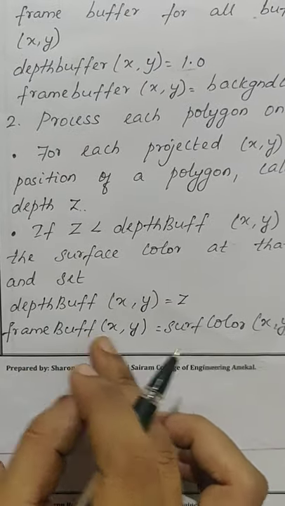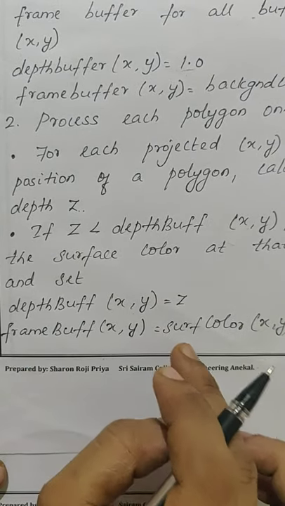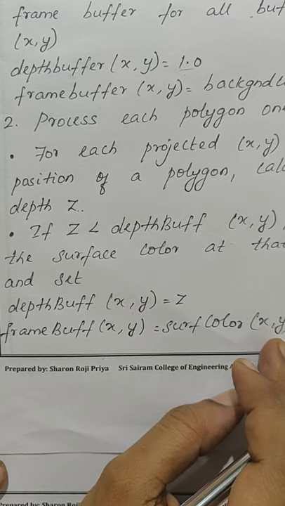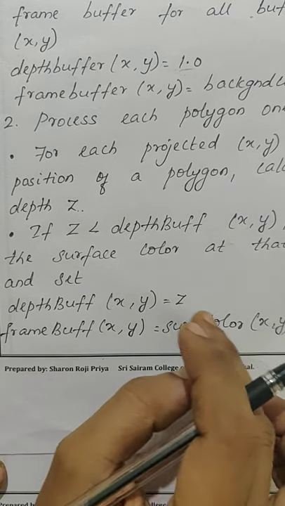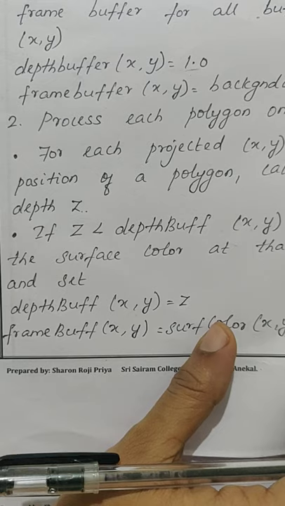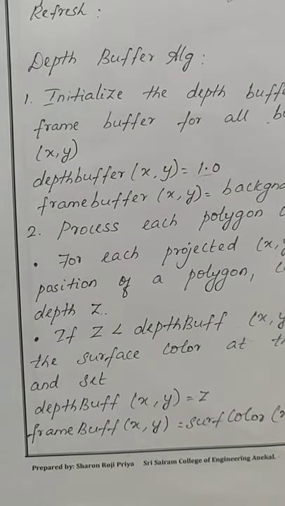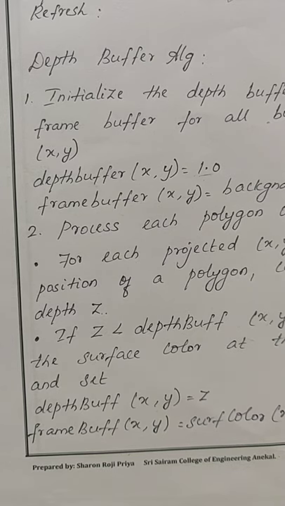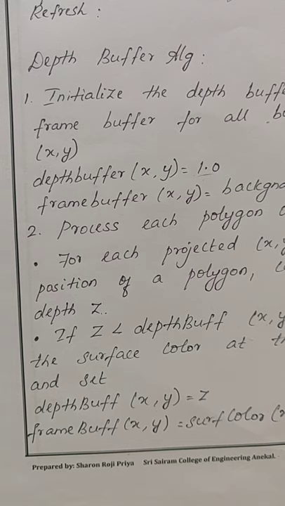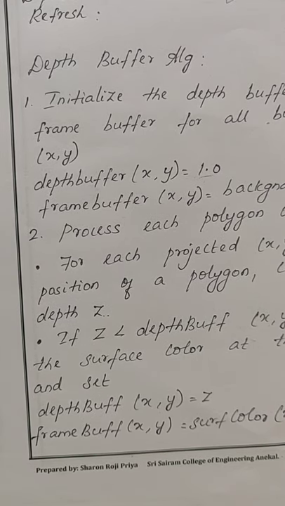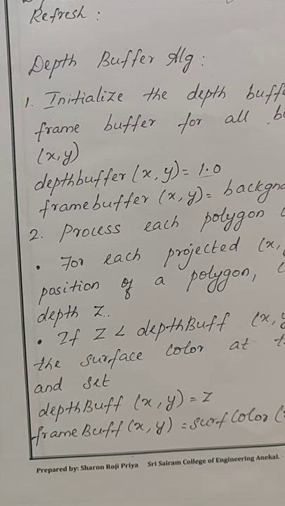And the frame buffer also, for that position, set the color. This is what is happening in the depth buffer algorithm. But here in the depth buffer algorithm, I have to do it for every pixel. So it is a tremendous job. Pixel by pixel, if I sit and calculate this z value, it is a tremendous job.